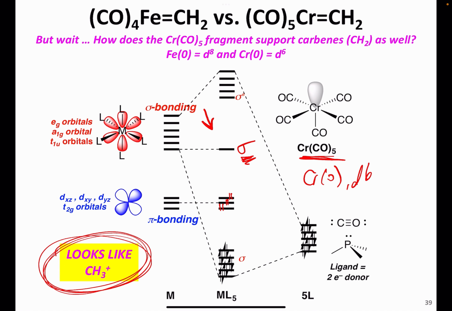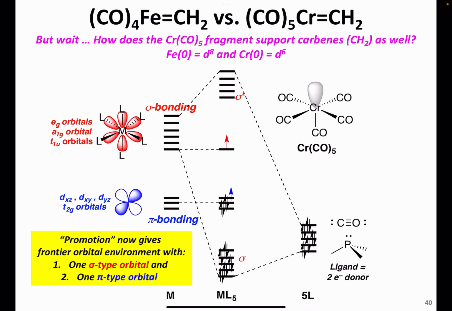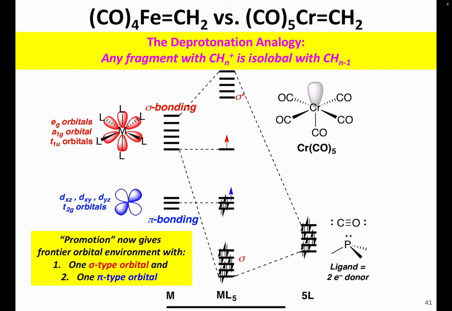Well, what we can do is we can take an electron present in one of those pi type orbitals and promote it. If we promote it, notice now what the frontier orbitals look like. You have one sigma type orbital that's singly occupied, and you have a pi type orbital now that is singly occupied. So CH3+ appears to be isolobal with CH2. And so this is known as the deprotonation analogy. Any fragment with CHn+ is isolobal with CHn-1. And so again, this means that CH3+ is isolobal with CH2.